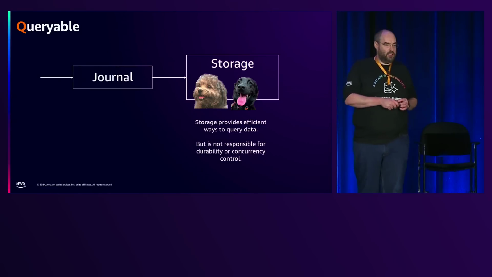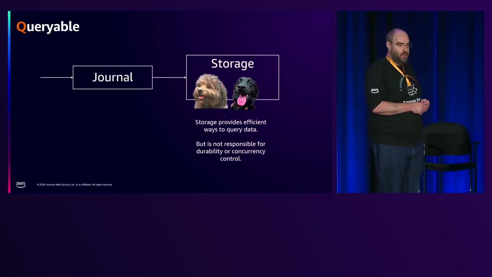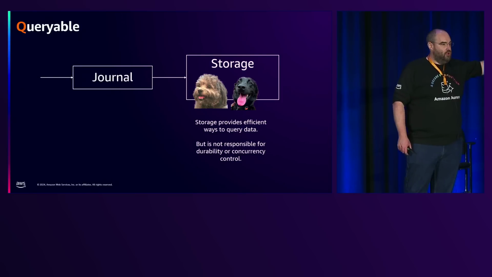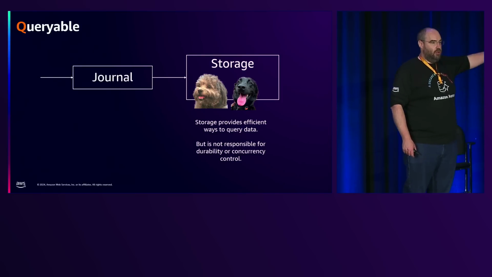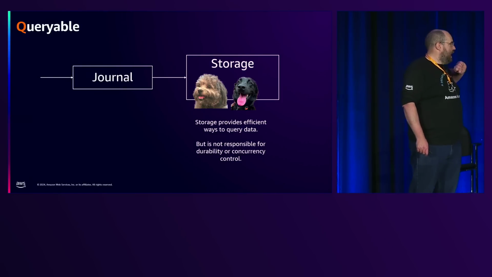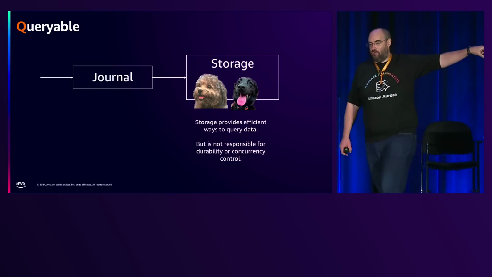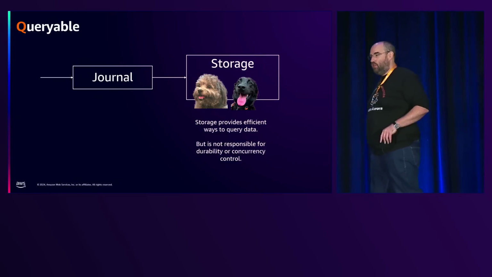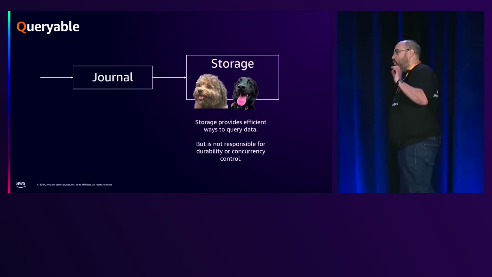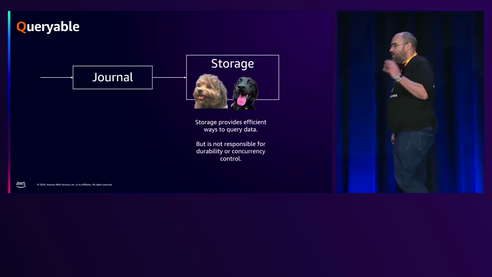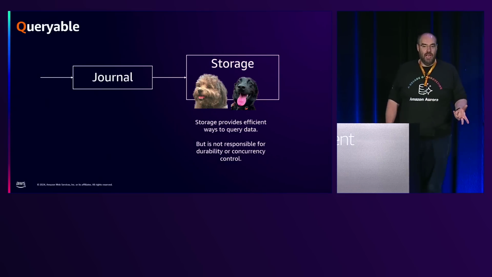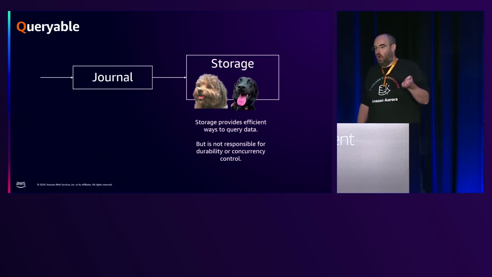It's not responsible for concurrency control. The journal has already made that fact durable. We could lose every storage engine and not lose a single transaction. It's not responsible for concurrency control, that is detecting those conflicts between transactions, because that's the adjudicator's job. And so what this allows us to do is design our storage system in a way that is much more efficient and much more scalable, because it has a simpler job in life.